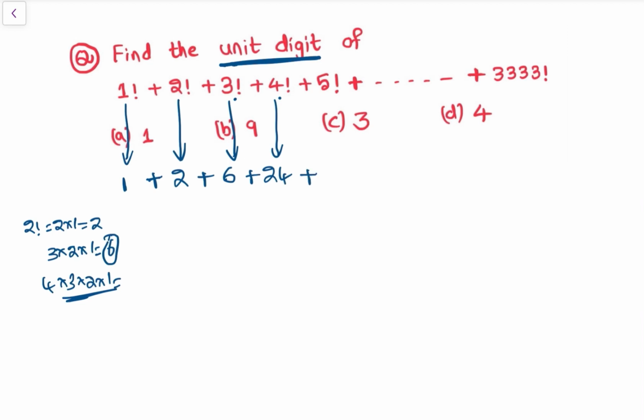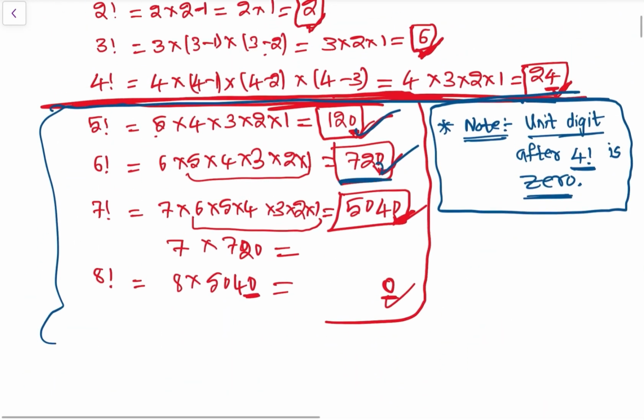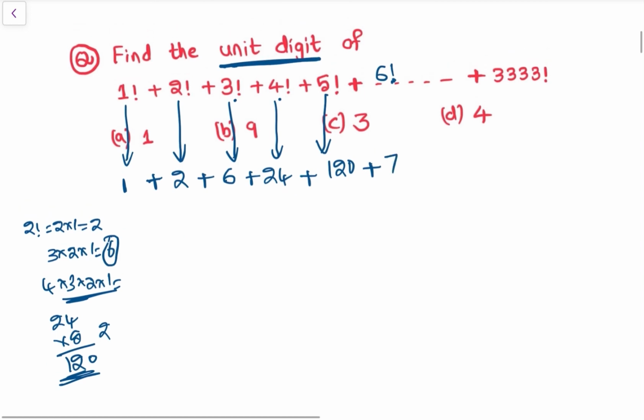Then 5 factorial is 24 into 5. 24 into 5 we have already seen. So 5 4s are 20 and 5 2s are 10. 10 plus 2 is 12. So 5 factorial is 120. Plus 6 factorial. So 6 factorial is 120 into 6. So that is 720. So 720 plus so on till 3333 factorial.